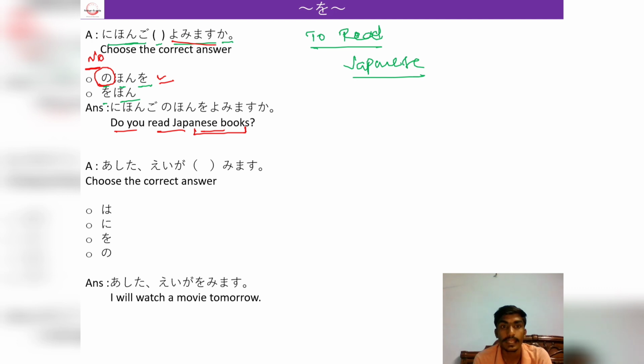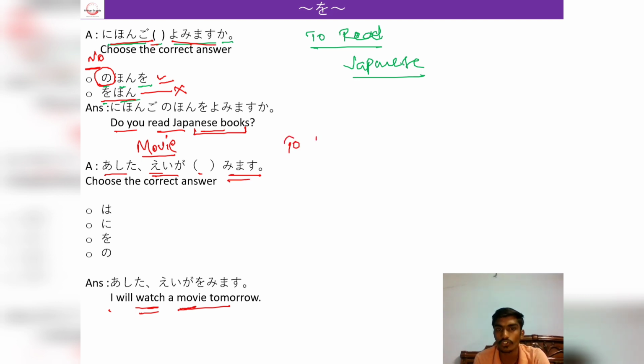If I say "Nihongo o hon yomimasu ka", that would be wrong because there is no meaning in this sentence. The translation would be wrong. We will not get the correct translation, so that's why we will use the first option, which is "Nihongo no hon o yomimasu ka". And our final exercise is "Ashita eiga dash mimasu". And the option translation is I will watch a movie tomorrow. So here we can see the movie is being affected by watch. Again, eiga is movie, which is an object, and mimasu is to watch, to see, to look.